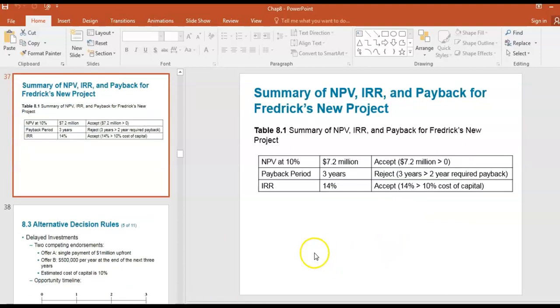All right, let's take a look at our results here. From that previous project for Fredericks, we saw that the net present value is positive, accept it. We saw that the payback period is above the threshold line, that payback line, reject it. We can see that the 14% internal rate of return is greater than, in our example, the 10% cost of capital. You should greenlight the project. Again, net present value is definitely our first best for making decisions from the perspective of the firm.